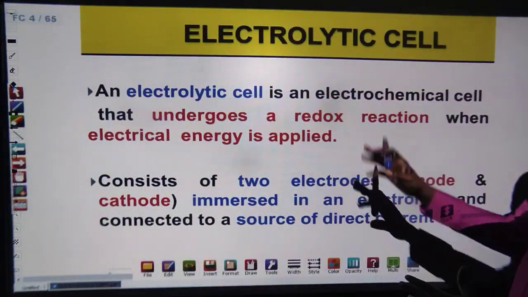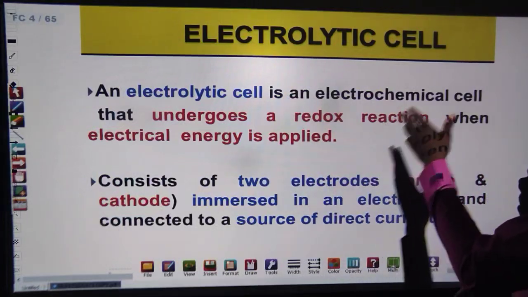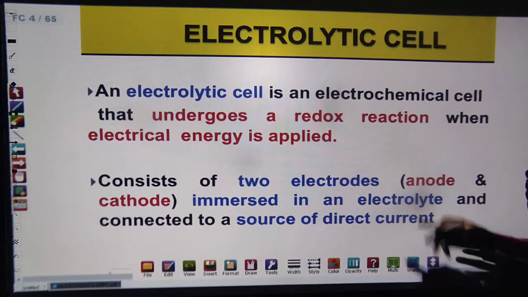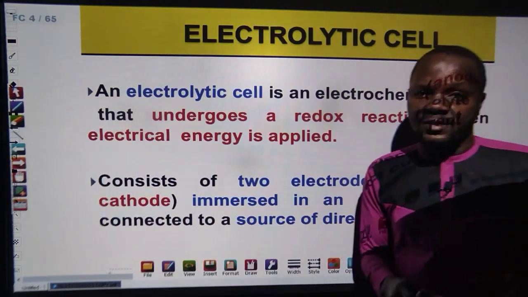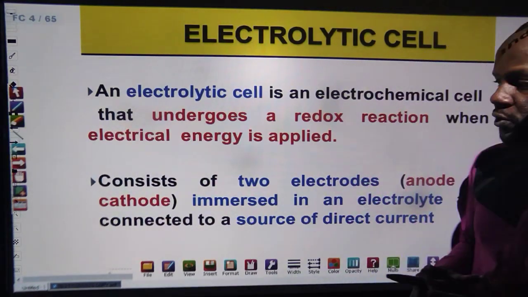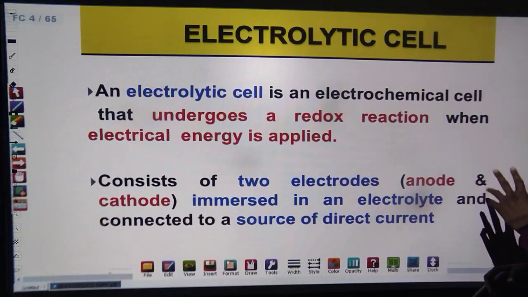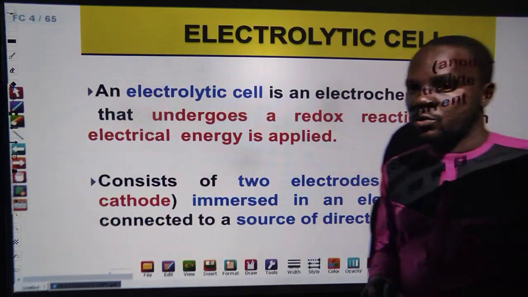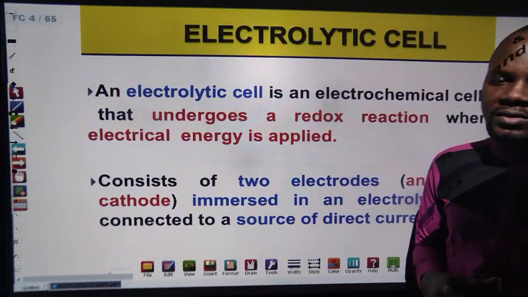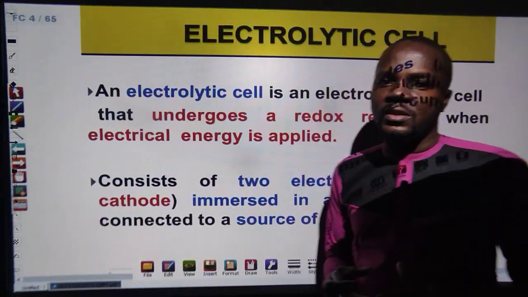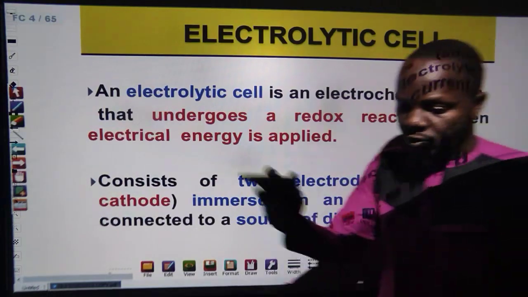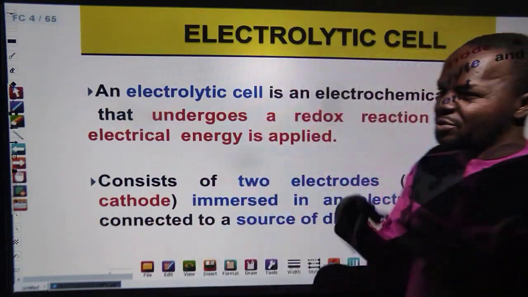So quickly, through this part, I can read. An electrolytic cell is an electrochemical cell that undergoes a redox reaction when electrical energy is applied. Like I said, you must connect it to a source. It consists of two electrodes, the anode and the cathode, immersed in an electrolyte. Electrolytes are liquid substances, and when you pass a DC current through them, they split up. That is the definition we've talked about before.